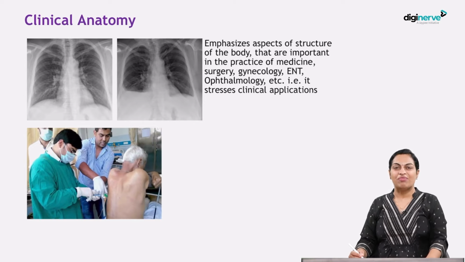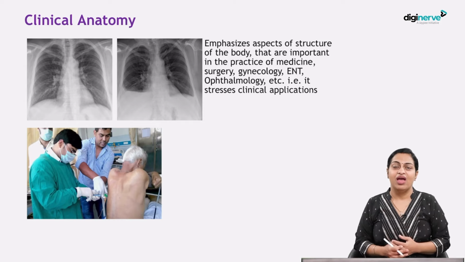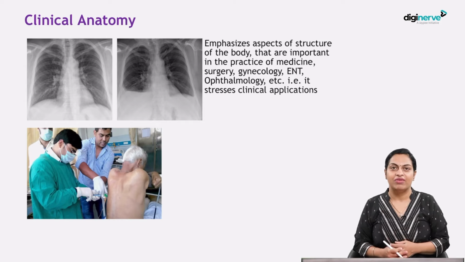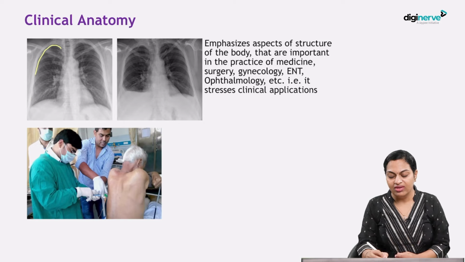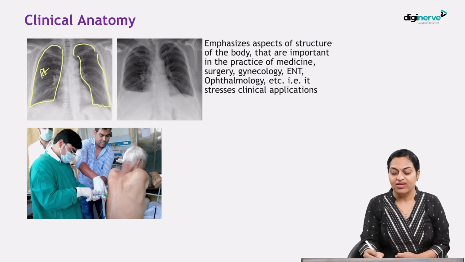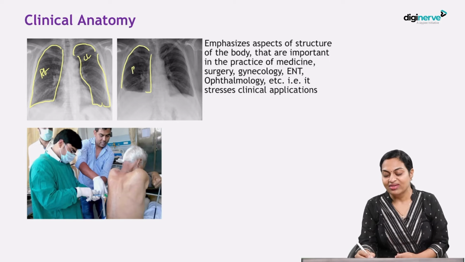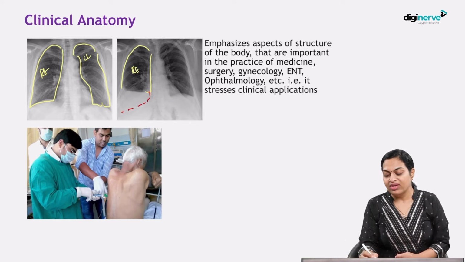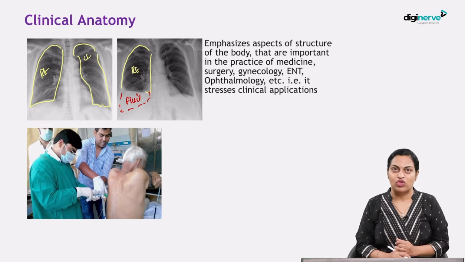Clinical anatomy: what do you mean by clinical anatomy? Of course, every part of anatomy has to be correlated with clinical anatomy when you approach a patient, isn't it? For example, you can see the lungs here, the right lung and the left lung. And here, what has happened to the right lung? The lower part of it, yes, there is fluid in the pleural cavity. This condition is called pleural effusion.